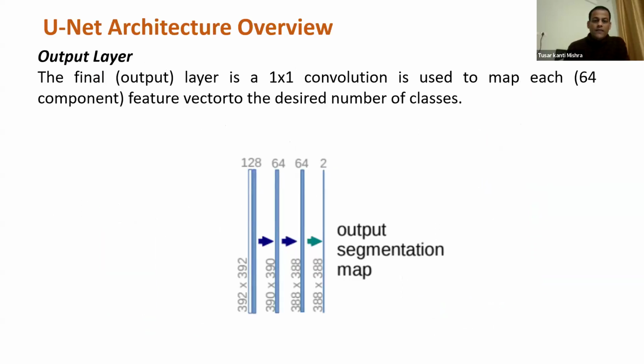This is the output segmentation layer. At the very output level, we have a 1x1 convolution. The 1x1 convolution is used to get the class level, which is in the form of a vector, an array.